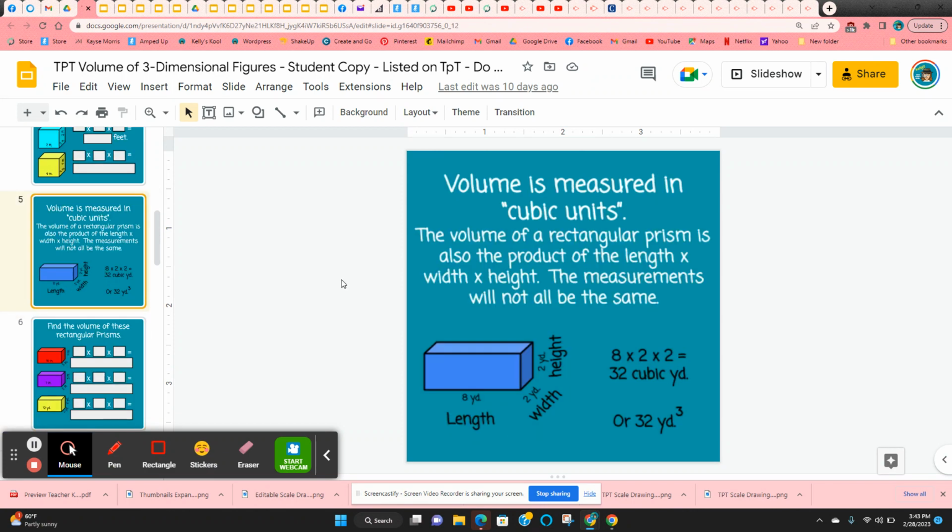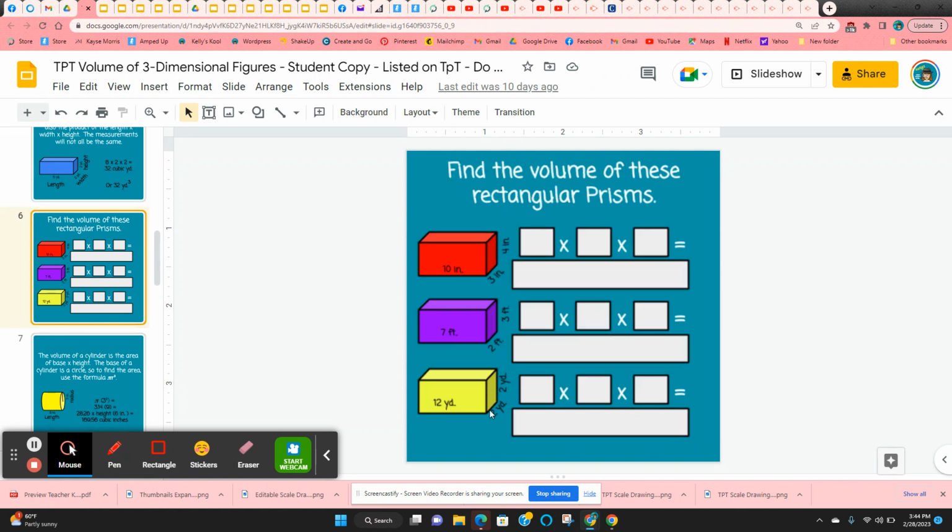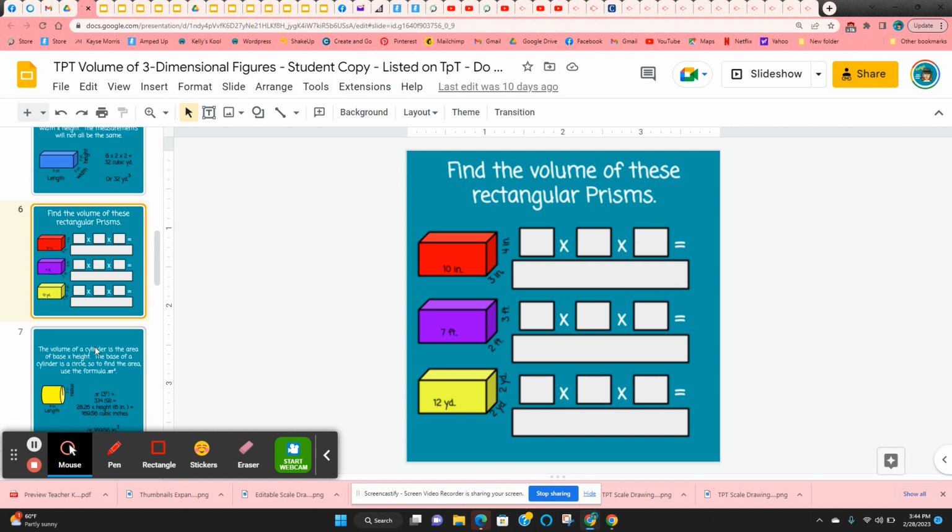Again, it's length times width times height, except the measurements are not going to be all the same like they are on a cube. And they're given 3 that they have to find the volume. So they type in the 3 numbers and then the answer.